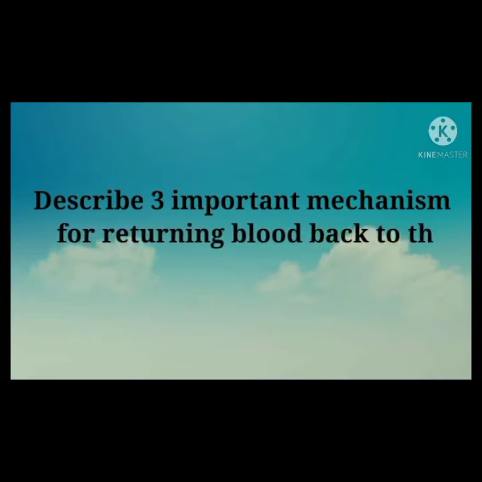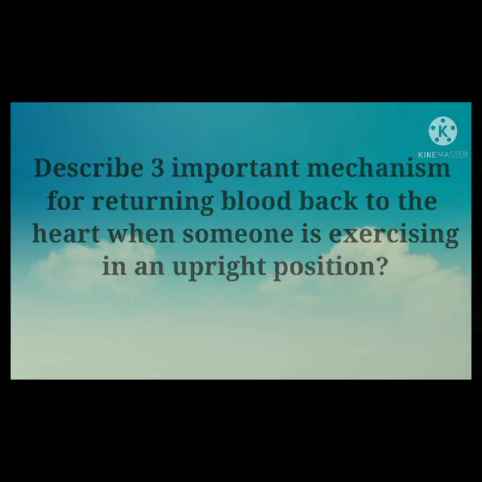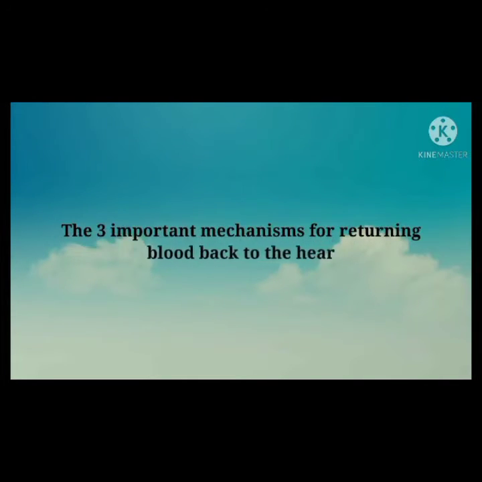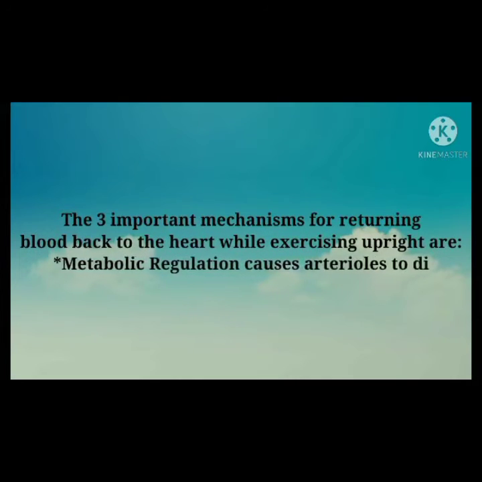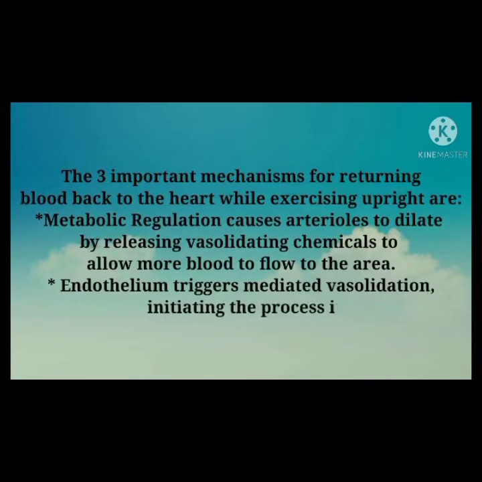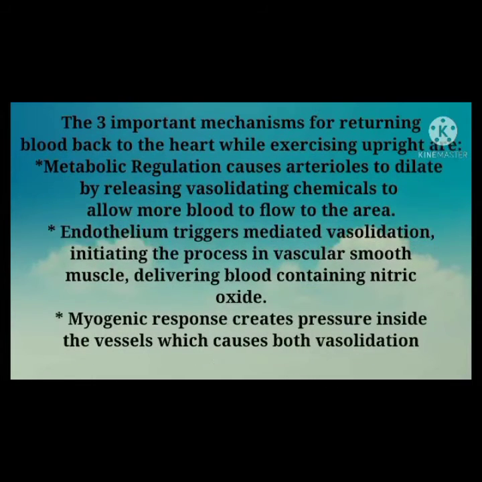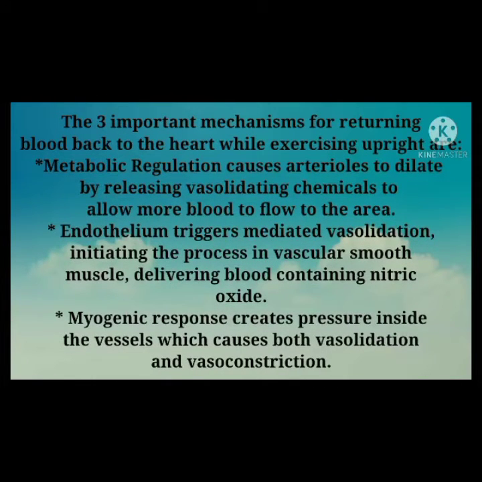Describe 3 important mechanisms for returning blood back to the heart when someone is exercising in an upright position. The 3 important mechanisms are: metabolic regulation causes arterioles to dilate by releasing vasodilating chemicals to allow more blood to flow to the area. Endothelium-mediated vasodilation initiates the process in vascular smooth muscles, delivering blood containing nitric oxide. Myogenic response creates pressure inside the vessels, which causes both vasodilation and vasoconstriction.